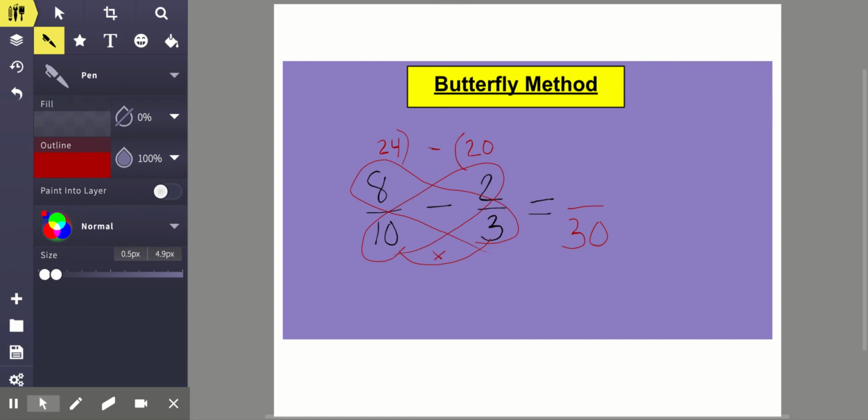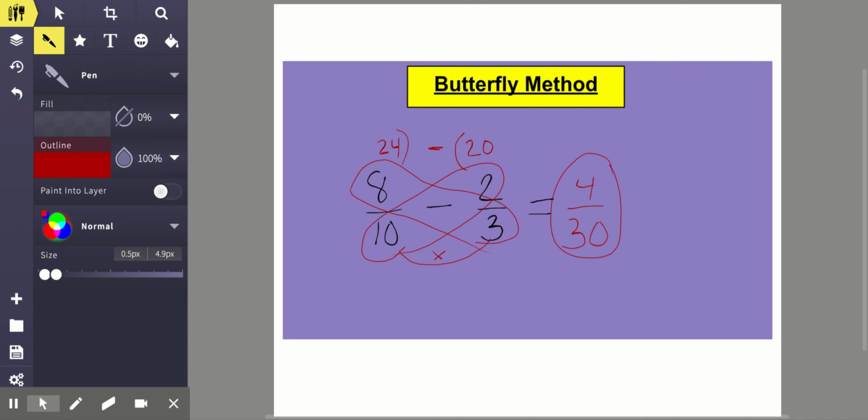All right, so in my butterfly method here, I have a 24 on top and a 20. So the only difference from the butterfly method of adding would be you added those two top numbers. Since we are subtracting, guess what? You're going to subtract the top two numbers. 24 minus 20, which gives us 4/30. So 4/30, that's a great answer.